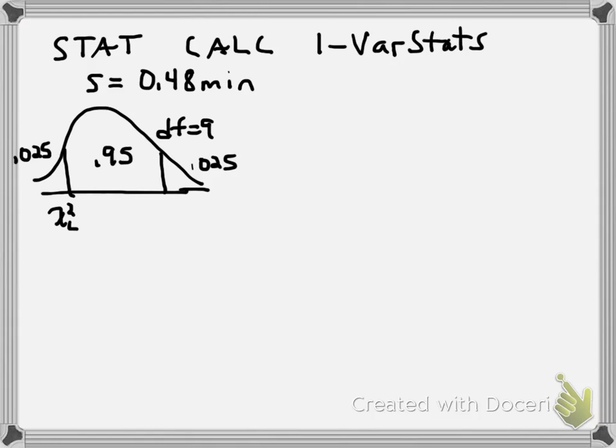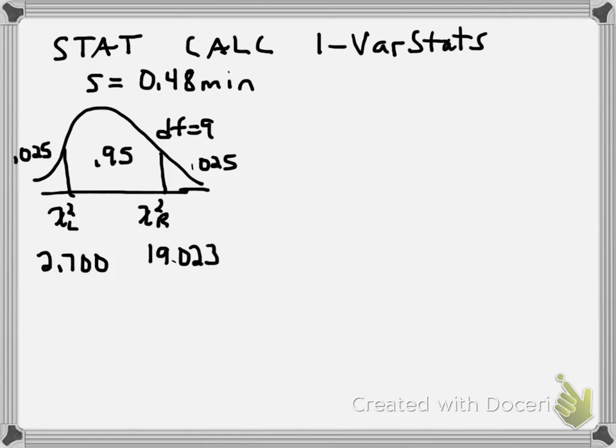Here's chi-square on the left, here's chi-square on the right. So finding chi-square on the left, the degrees of freedom is 9, and the area to the right of that critical value is 0.975. You should find that chi-square on the left is 2.700. For chi-square on the right, use degrees of freedom of 9 and the area to the right of 0.025, and you should find that chi-square on the right is 19.023.